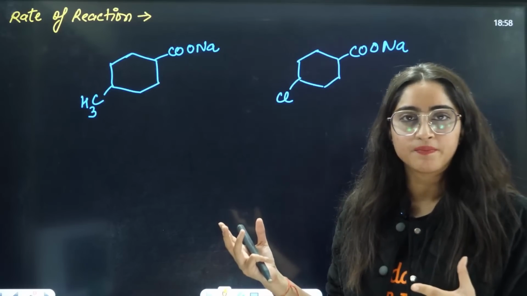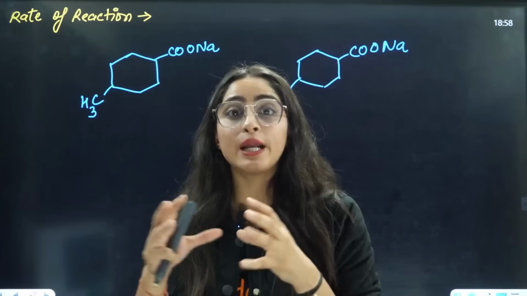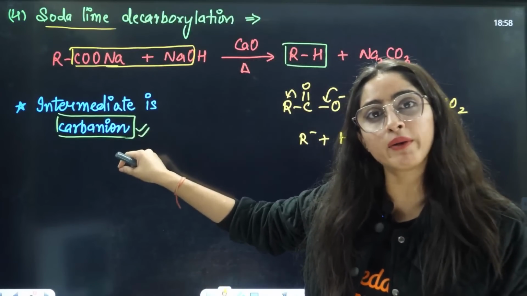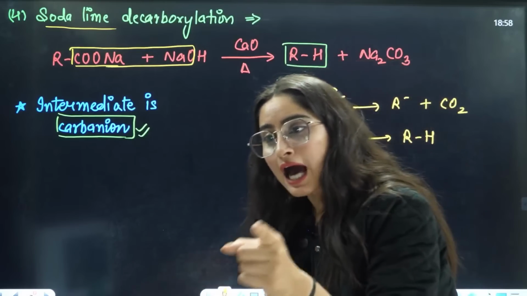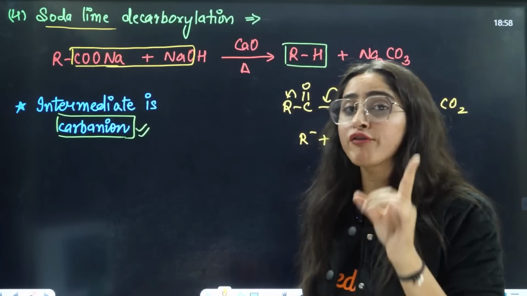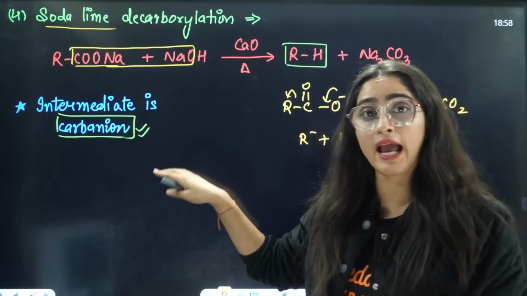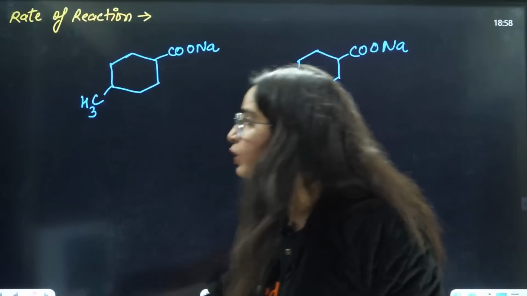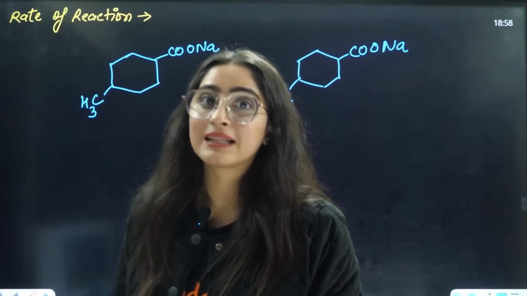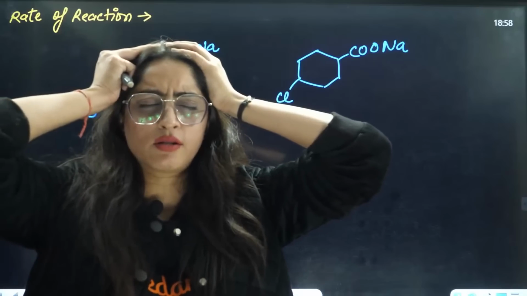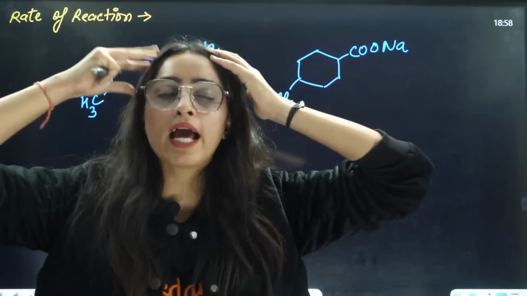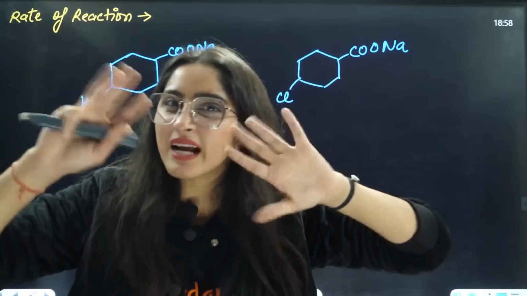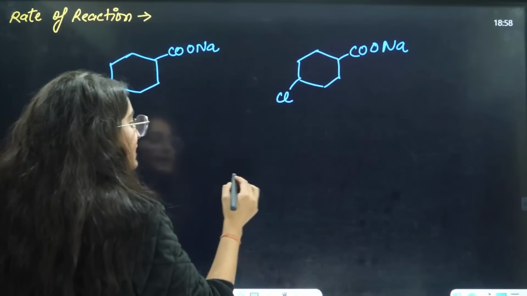Rate of reaction will depend on the intermediate. What is the intermediate that was formed here? That was the carbanion. That means the rate of reaction of this particular reaction will depend on the carbanion stability. Now, I told you when we were doing GOC that carbanion means stress and carbocation means money. The more the money, the better. But the more the stress, it's not good. So carbanion is negative.